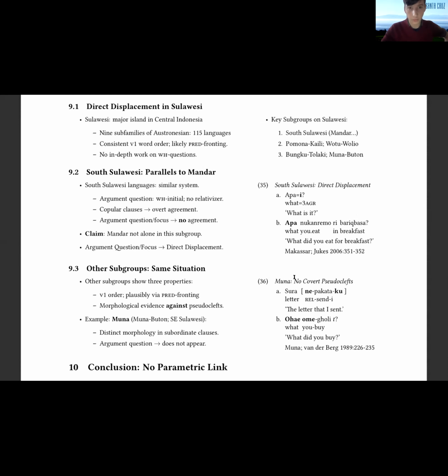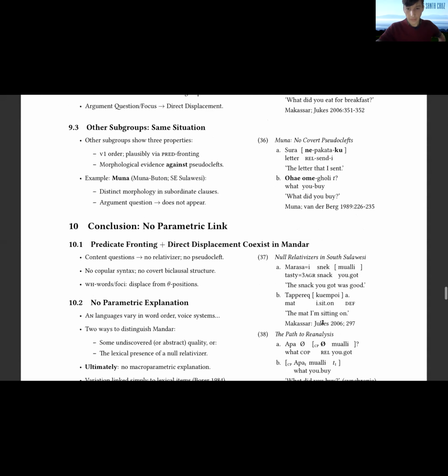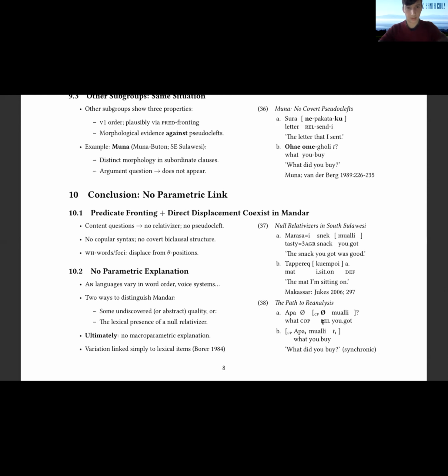There's sort of parallel morphological evidence, a little more complicated, from other unrelated languages on the island of Sulawesi that we can step through later. So let me just conclude here. I have attempted to show you that there is in fact not a parametric link between verb-initial word order / predicate fronting and a ban on direct displacement.